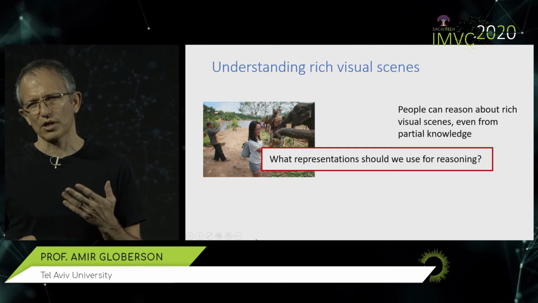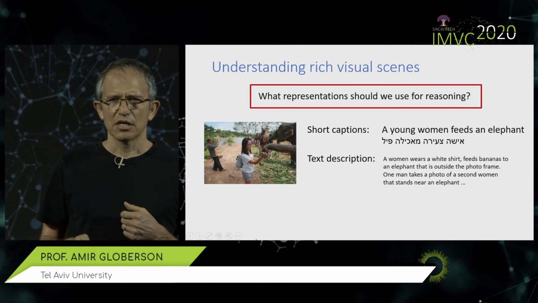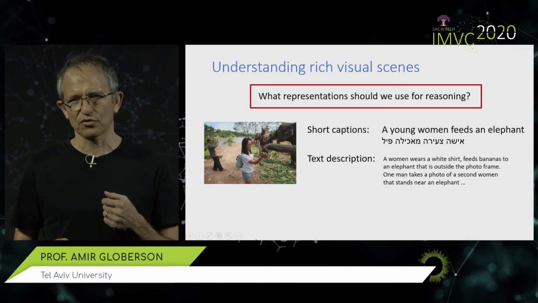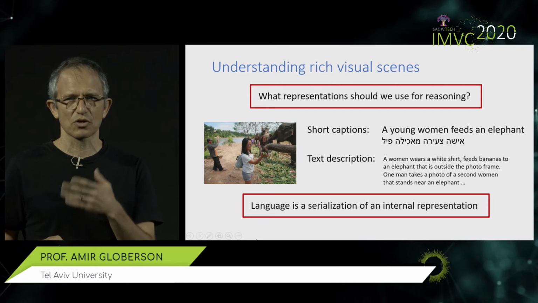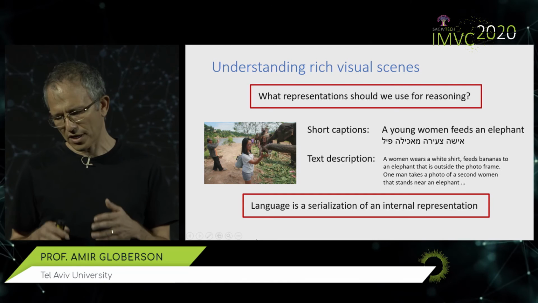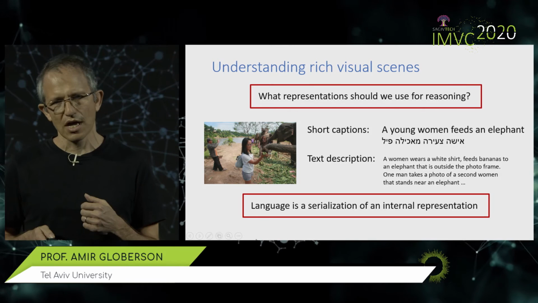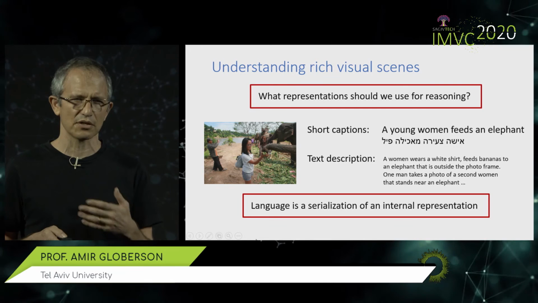And then we can, for example, answer questions like who is eating the banana, and that's pretty easy for humans to do. So what representations are the adequate ones for building machine vision algorithms for such complex tasks? One representation of complex images is maybe short captions, but that's perhaps not informative enough. Another is more elaborate text descriptions. But really, if you think about text descriptions like the one you have here, saying a woman wears a white shirt, etc., that's a sort of a verbal or serialized description of a more formal or structured representation. And it'll be nice to use these structured representations for vision algorithms, since these are easier for us to work with.